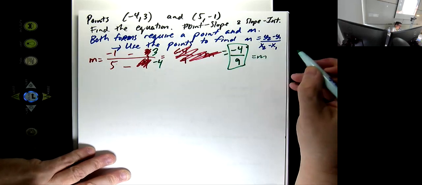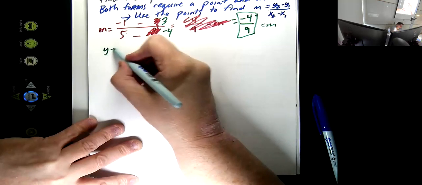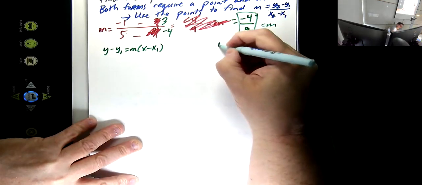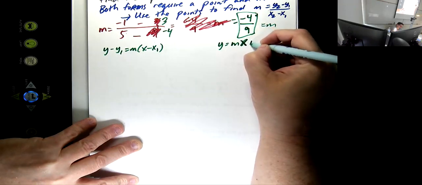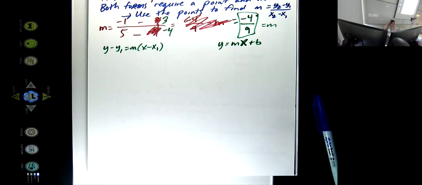Alright, so go through and now do the point slope form and slope intercept form. And you can use whichever point you like. Both points will eventually get you there. None of them are gonna be friendly.